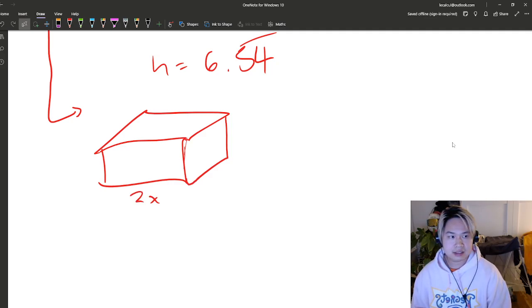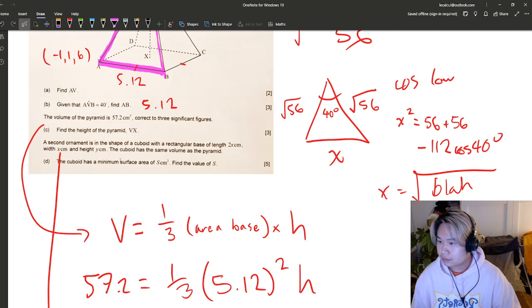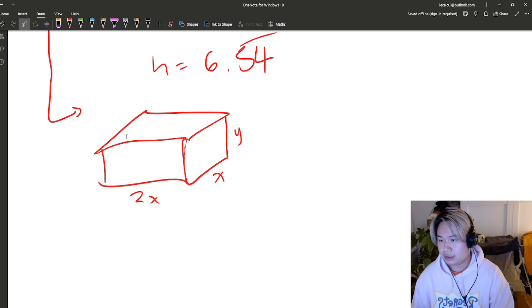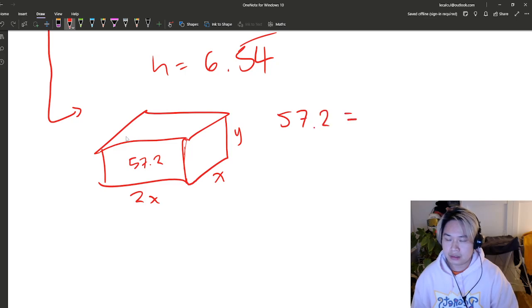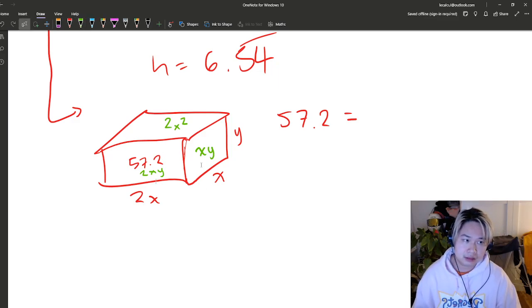So one of these dimensions is x, the other one's 2x, and then the other one is y. The volume is the same as the pyramid, so this has the same volume, 57.2. The surface area is the area of all of the faces. For example, this little right face has an area of x times y. This upper area right here has an area of 2x squared, and this front facing one is 2xy. So you can add these all up and then times them by 2 because there's 2 of each face.